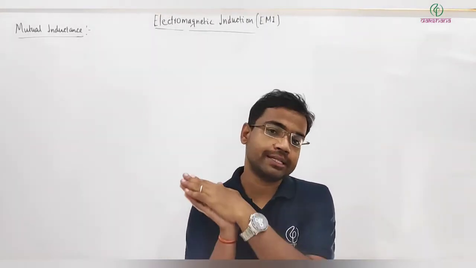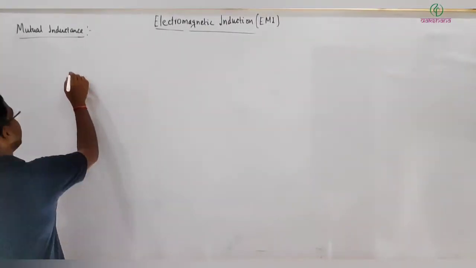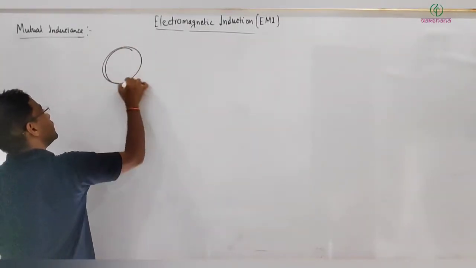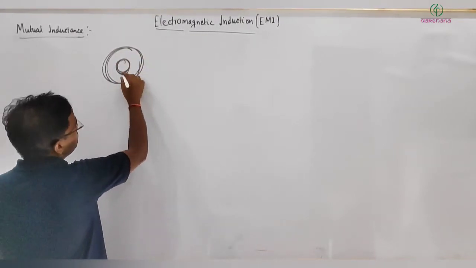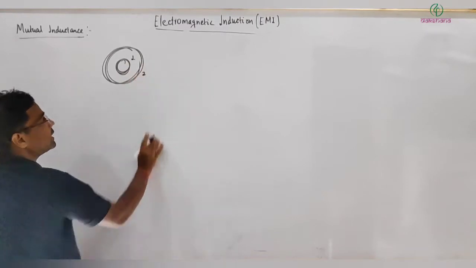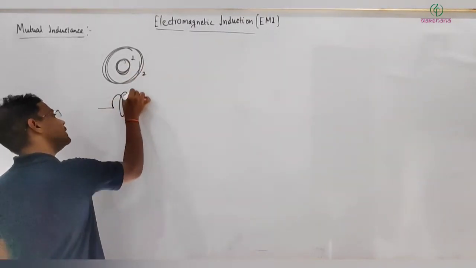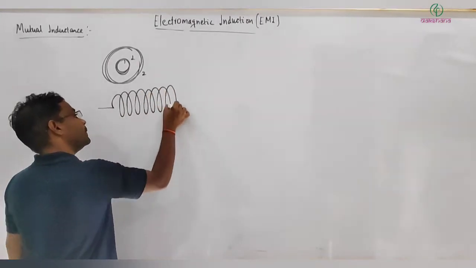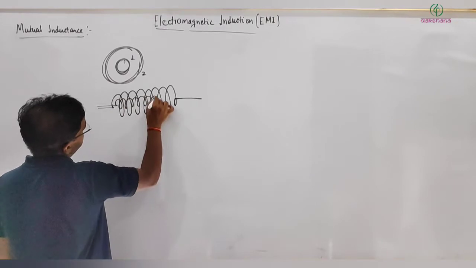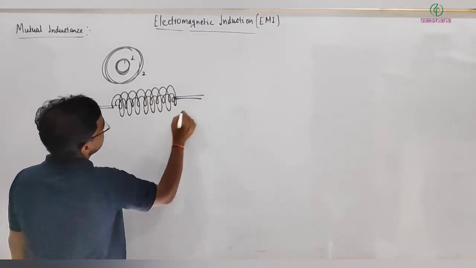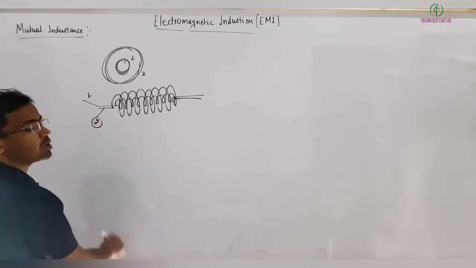This opposing property we measure in terms of inductance. Similarly, we saw that when we have two coils, this is coil 1 and the other is coil 2, we can write it in this way. This is coil 1 and the one outside is coil 2.